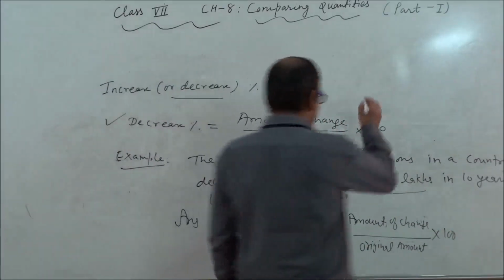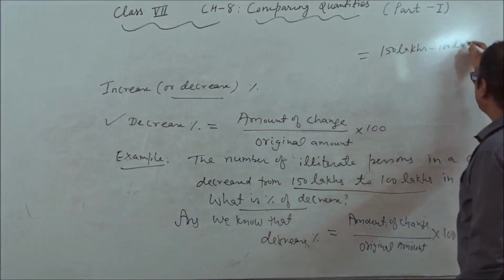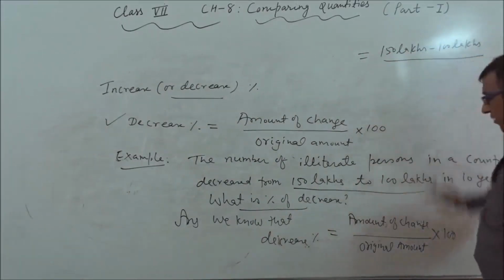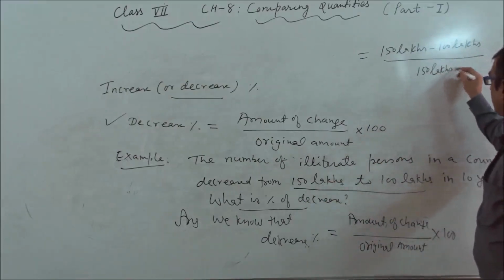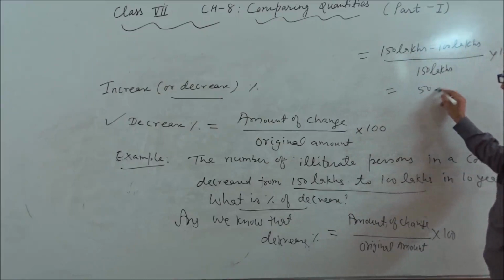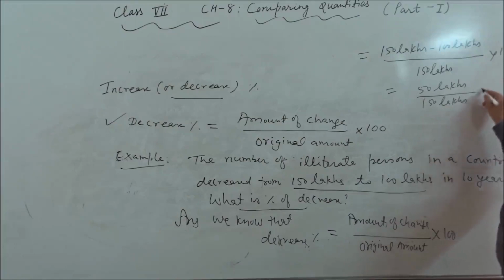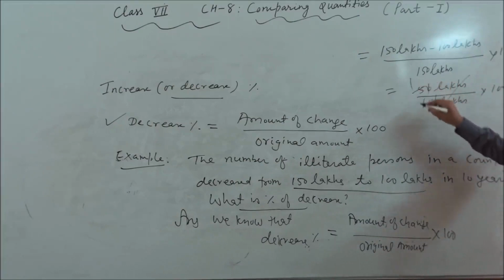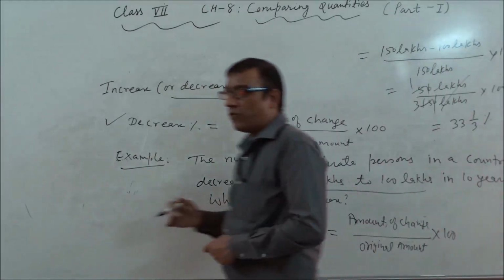After this, how can we write? We will write 150 lakhs minus 100 lakhs. Now what is the original population? The original population was 150 lakhs. So we will write 150 lakhs into 100. When we solve it, 150 lakhs minus 100 lakhs, we get 50 lakhs upon 150 lakhs into 100. Now we have to solve it. Lakhs cancel with lakhs, 0 cancels with 0, 5 cancels with 3 times, and then we divide 100 upon 3, we get 33 and 1 upon 3 percent. So this is the downfall in percentage.